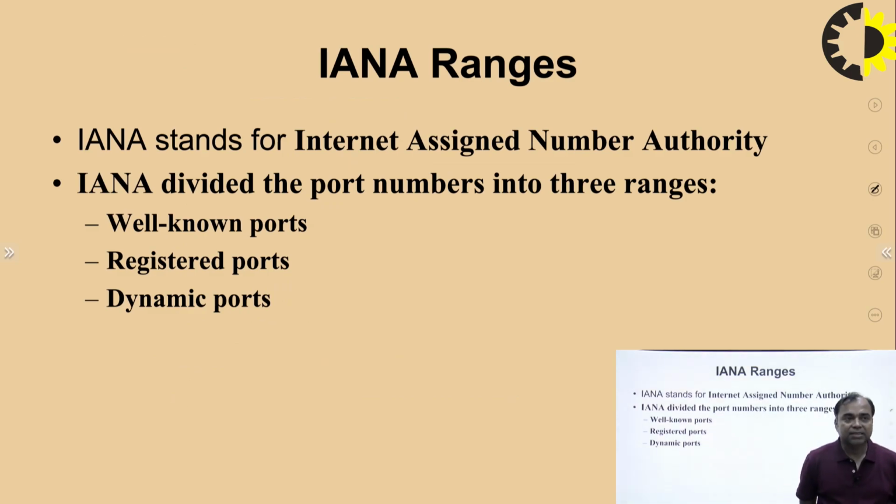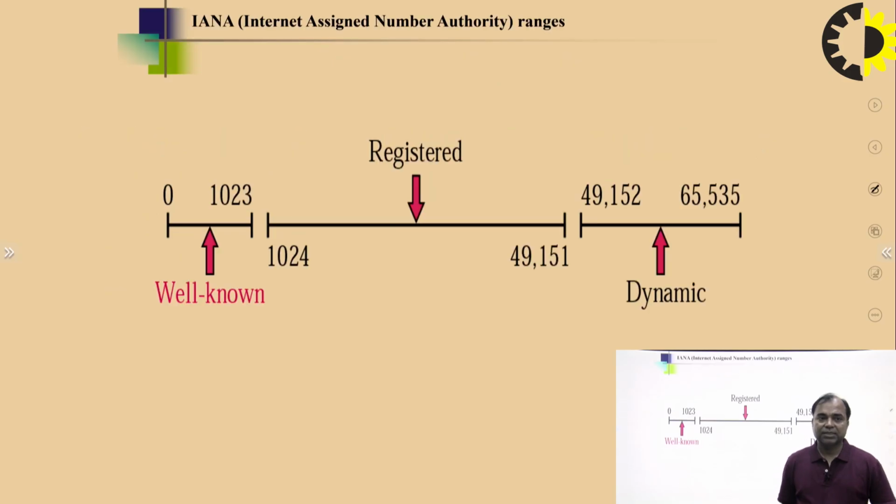Now, the IANA range. What is the IANA range? IANA stands for Internet Assigned Numbers Authority. IANA divides the port numbers into three ranges: first, well-known port numbers; second, registered port numbers; and third, dynamic port numbers. We'll see the ranges in the next slide. The range of port numbers is from 0 to 65535.